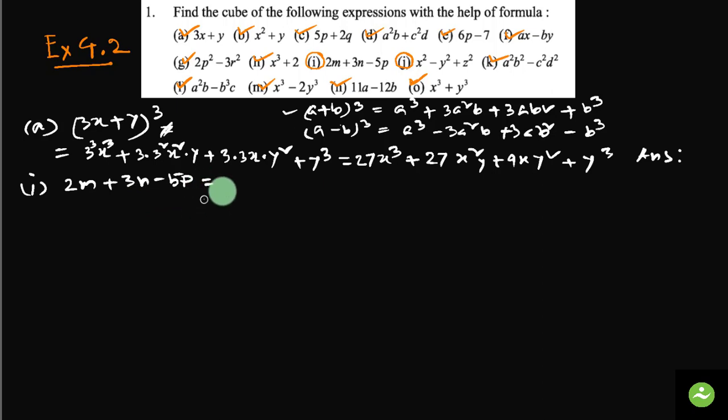We can just arrange it in a form so that it looks like A plus B or A minus B. How? Actually, we have to put the cube because we are finding the value of cube. Okay, equals to, let's take these two and make it one. Put a bracket, 2m plus 3n, minus 5p. Now it looks like it is in the form of A minus B. If we consider this is A, and this is B, then the whole quantity is looking like A minus B. So we can apply A minus B formula now.